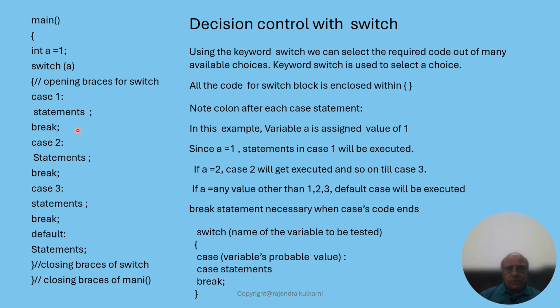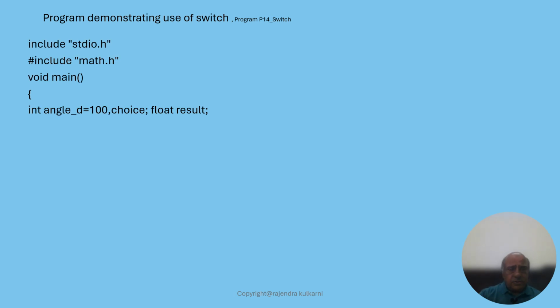So how do we write a switch, how do we use a switch? We write the keyword switch, and in the brackets the name of the variable to be tested, then opening brace, then case with the variable's probable value and a colon, then case statements and break, and then the closing brace of switch. Let us see a program which will demonstrate the switch.